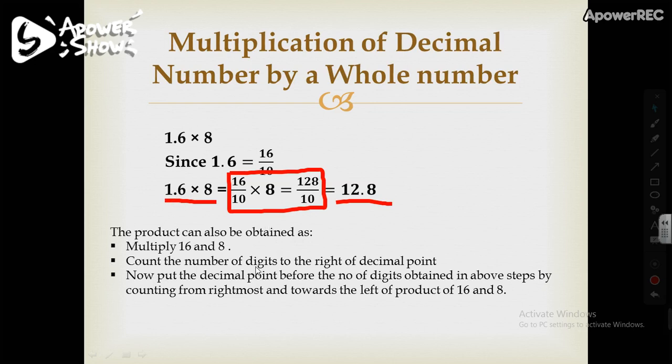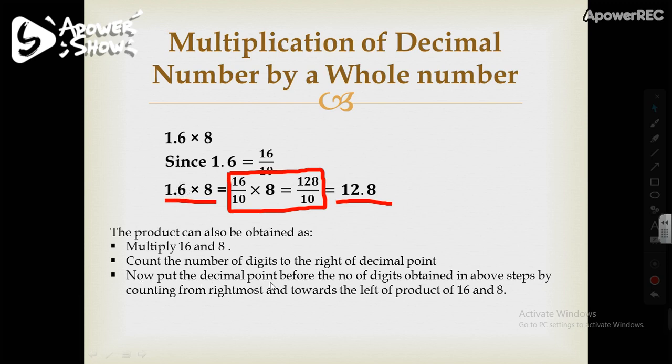Now count the number of digits to the right of the decimal point. This is my decimal point. This is the right-hand side of this decimal point, and this is the left-hand side. So you have to count the number of digits to the right of the decimal point. So this is my right of the decimal point, and we have only one digit.